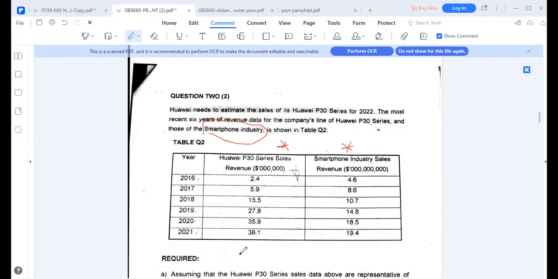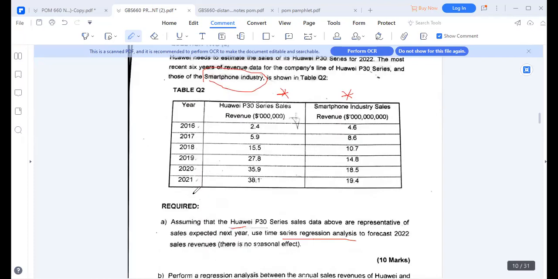This is just about what differentiates the one from the other. So for the first question, we want to forecast for the next year, which is 2022, but we must make sure we know that this is our X, which is the year, and this is our Y. Please take note of this seriously.